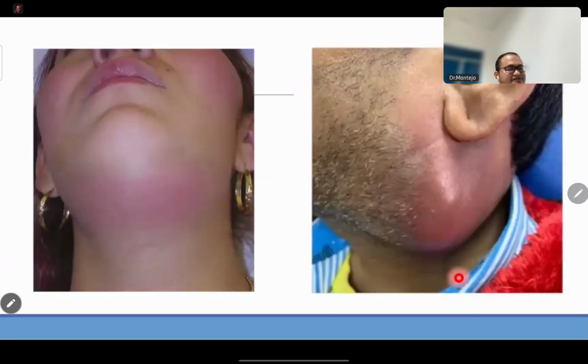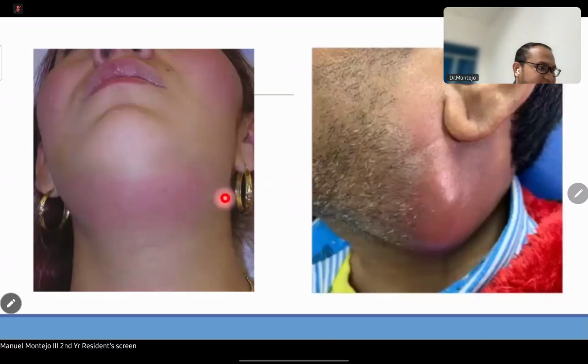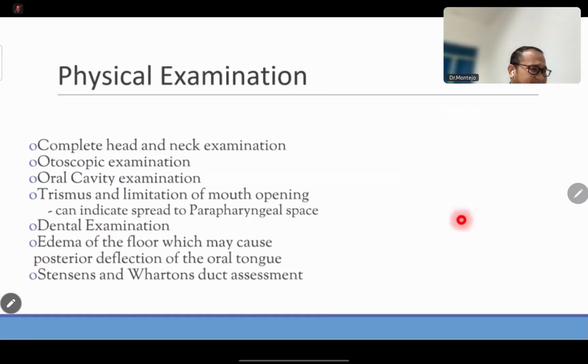So that's the difference between the two. This is your cellulitis, while this is your abscess. It's more prominent and localized in abscess. So for physical exam, always do a complete head and neck examination. Otoscopic, don't forget, it could be an ear infection. Oral cavity examination, and then your trismus and limitation of mouth opening.